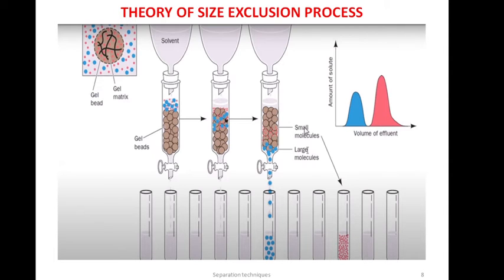If you pass this, if you have automated this system and you have connected it to a detector, what happens is, see here, you'll get a graph like this. So what comes out is the volume effluent. What comes out of the column is an effluent. The effluent volume is here and the amount of solute is here.